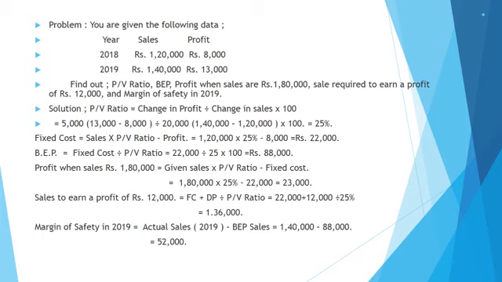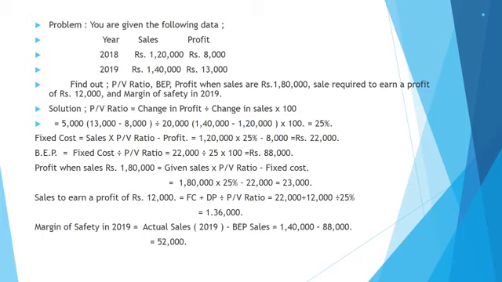In this problem, we have to calculate PV ratio by applying the formula change in profit divided by change in sales into 100. First, we have to calculate change in profit. In the year 2018, profit is 8,000. In the year 2019, profit is 13,000. So there is a change of 5,000 profit. So change in profit is rupees 5,000.